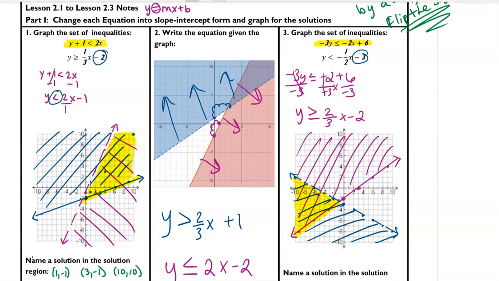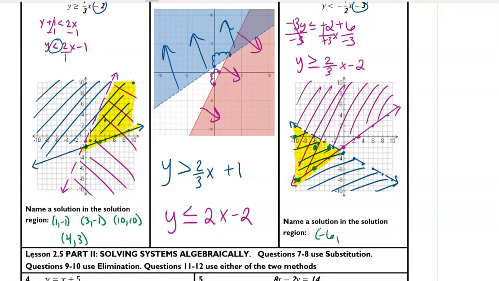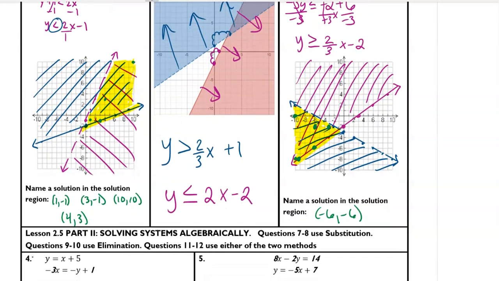So we could say a solution point would be negative 6, negative 2. We could say negative 3, negative 2. We could say negative 10, 0. We could say negative 10, negative 8. We could say negative 9, negative 8, right along that solid line, or even negative 6, negative 6. So any of those points would be fine to use as a solution.